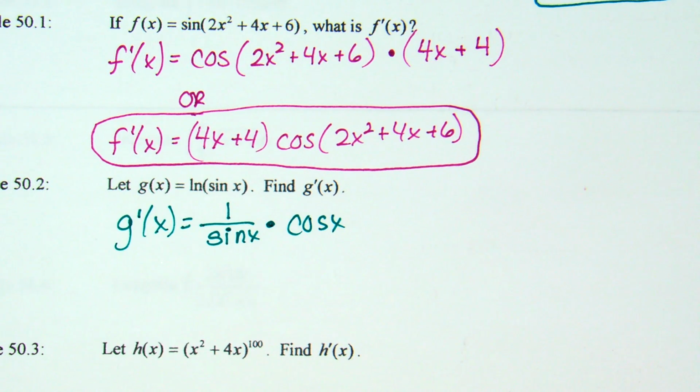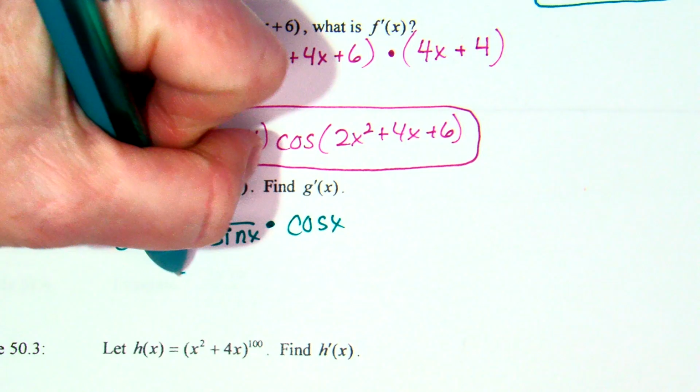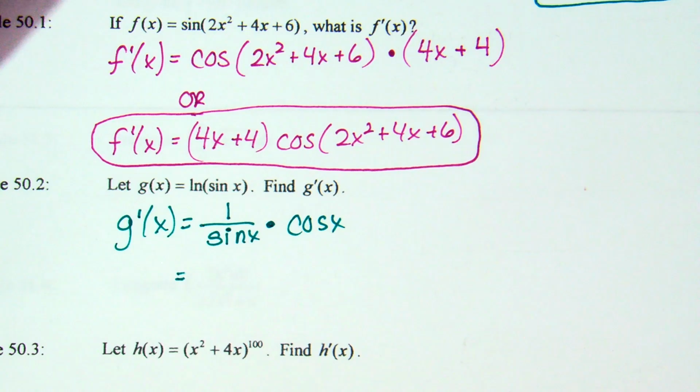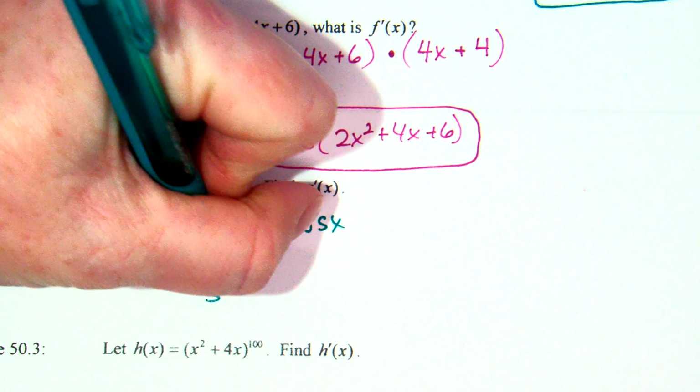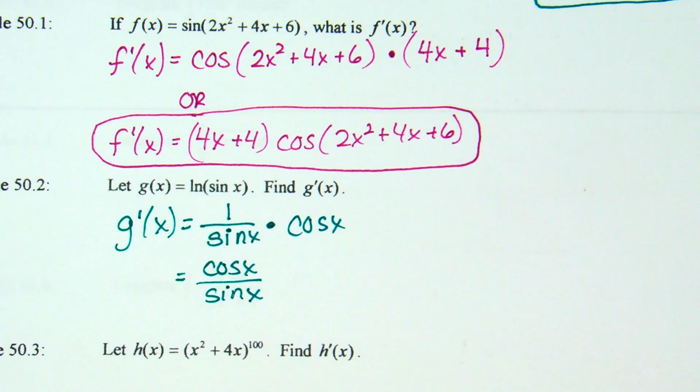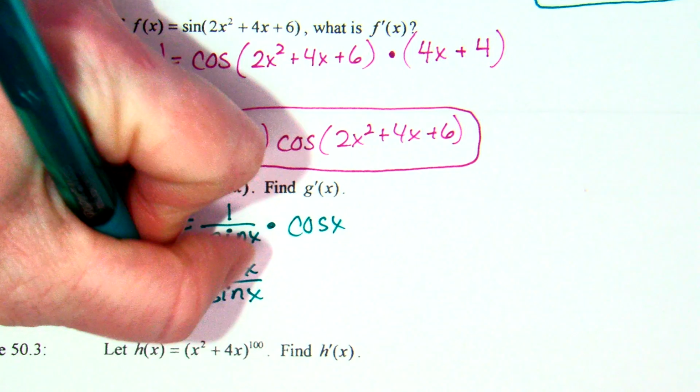Well, we can make this a fraction, yes. 1 over sine x times cosine x over 1 makes this cosine x over sine x. One fraction would be cleaner than two things multiplied together. Yeah, cosine x divided by sine x is cotangent x. So final answer I would say here is cotangent x.